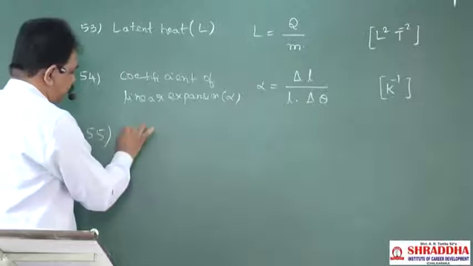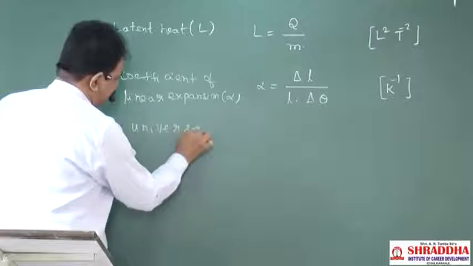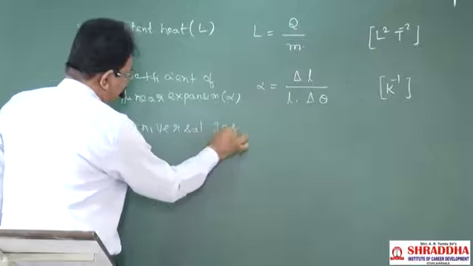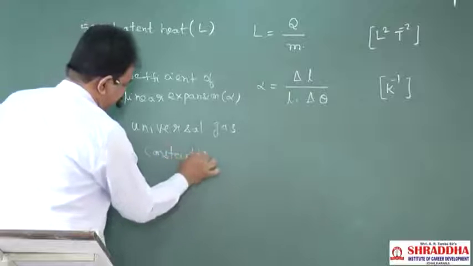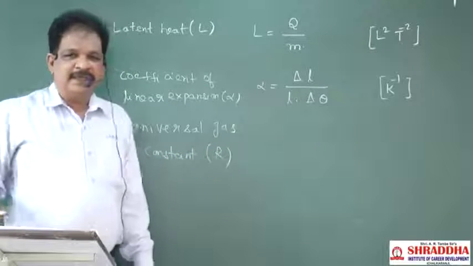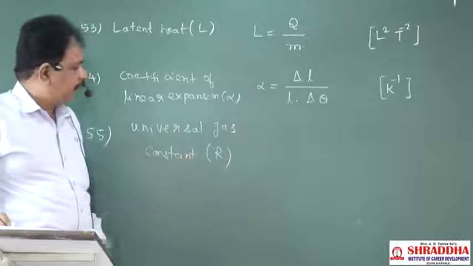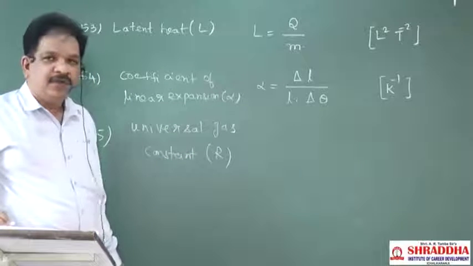55, universal gas constant. This is indicated by the letter capital R, universal gas constant.